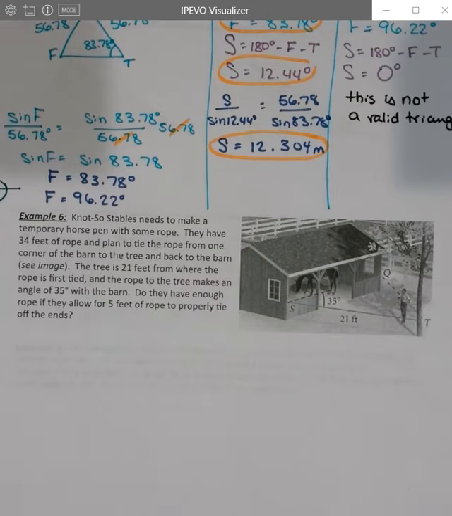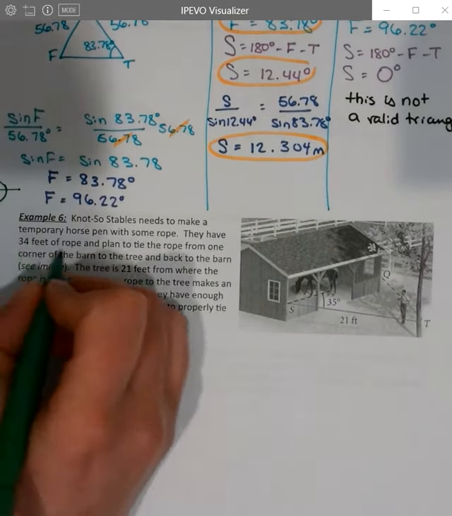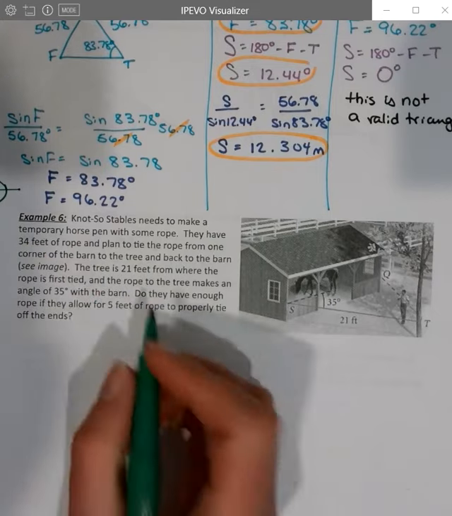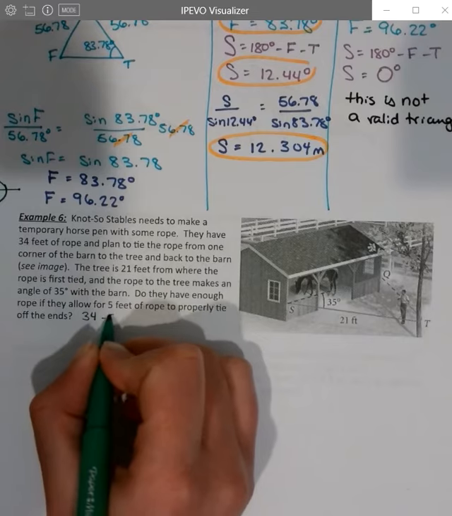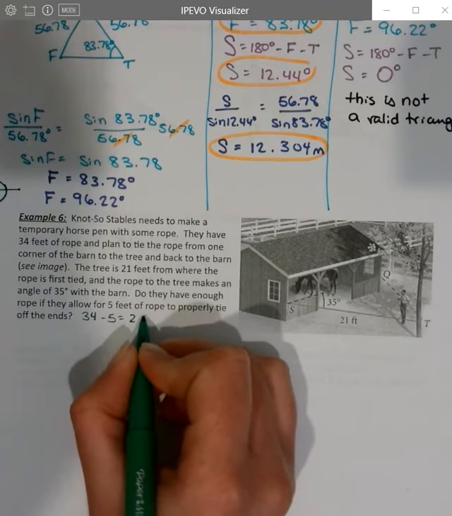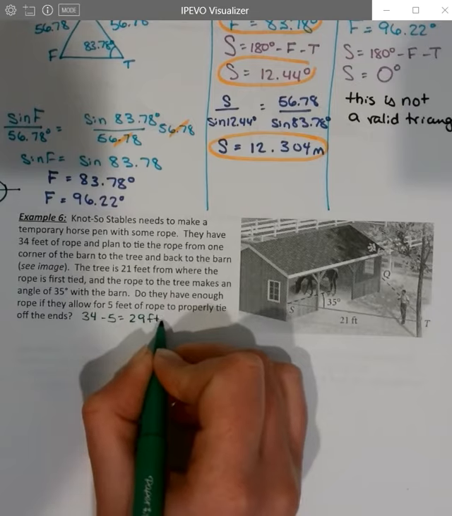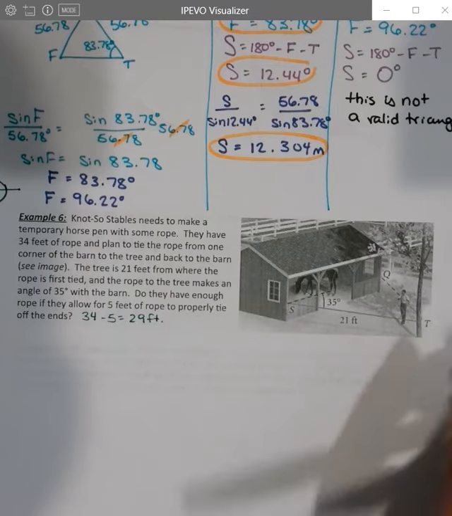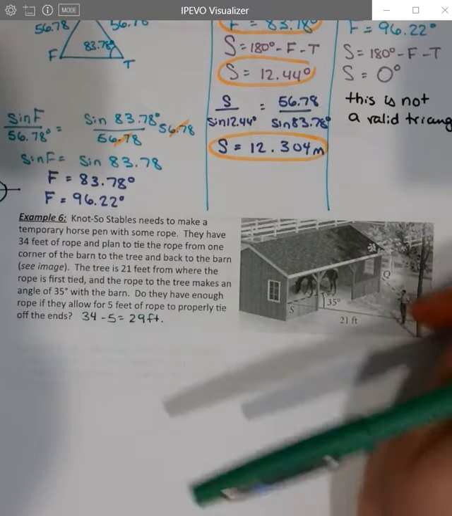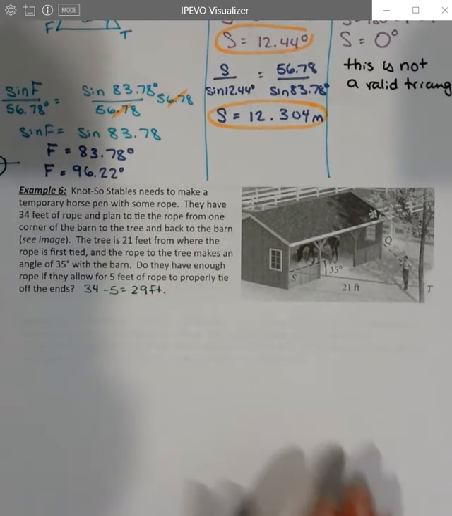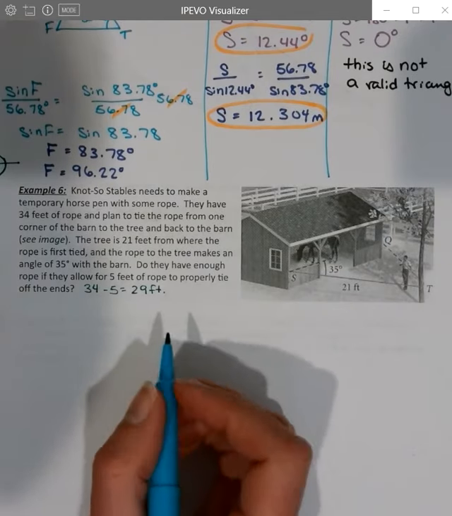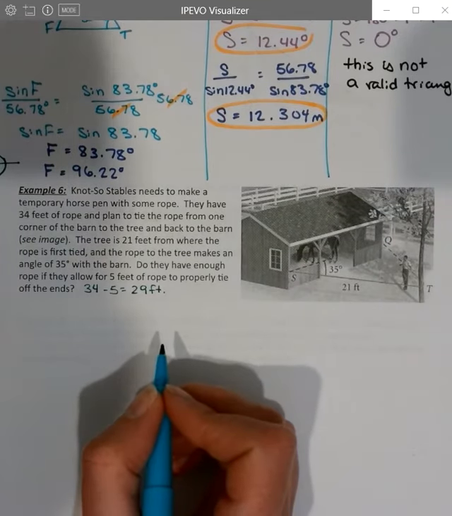So since they're allowing for 5 feet to tie, that means that instead of having 34 feet, they really only have 29 feet to work with. So we'll just shorten the available rope right away to 29 feet of rope to work with. Okay, so that's already been 21 of the feet. Can they get to side Q with only 8 feet? Let's find out. So we need to solve for that side and see if they can get there in 8 feet.